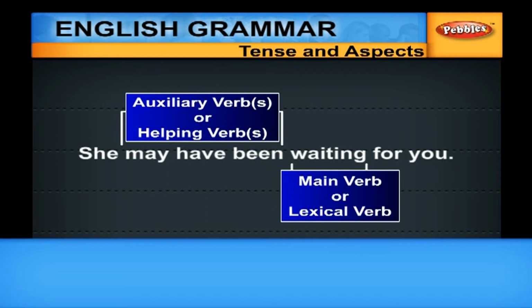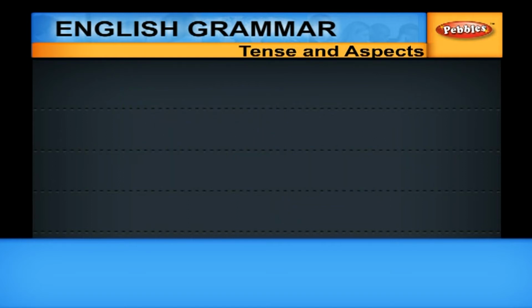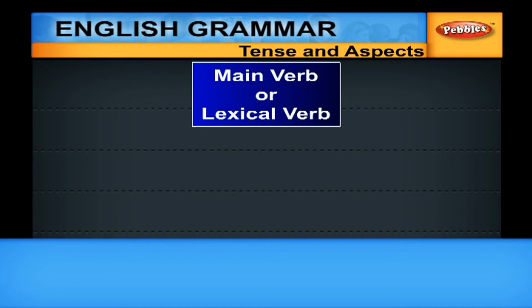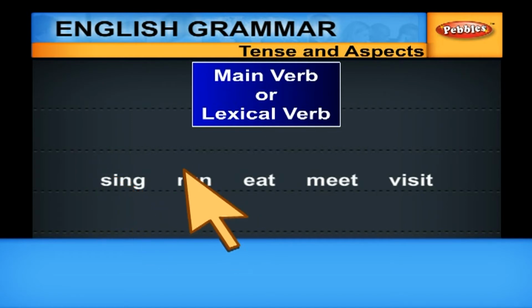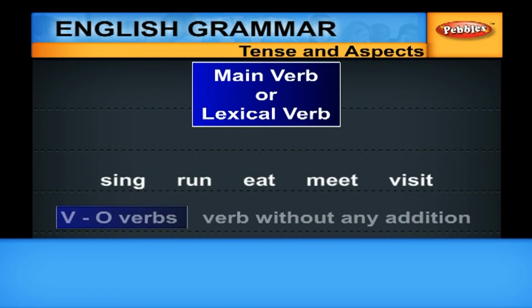A verb is classified into 2 types: main verb or lexical verb and auxiliary verb or helping verb. Now, what are the main verbs? This is what we call a verbal paradigm or a verbal structure. Every verb has a base verb, what we call a root verb. Example: sing, run, eat, meet, and visit. Nothing is added to these verbs. We call them root verb or base verb. Shall we call them VO verbs? VO verb, verb without any addition.